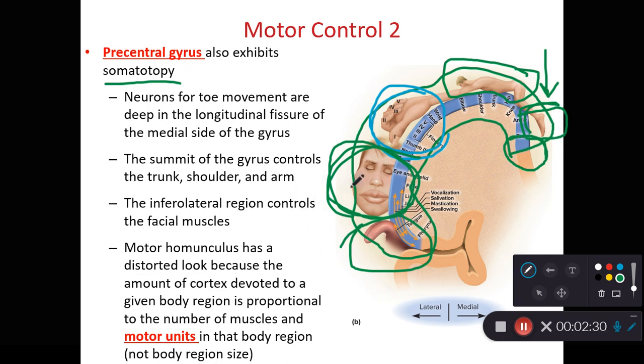These motor homunculi are distorted because we have differing sizes of the motor units. Our face and our hands and our tongue have very small motor units, so we can have very fine control over those areas of our body. Our trunk, our torso, our legs, and our arms have large motor units, and we don't have very fine control over those areas of our body.